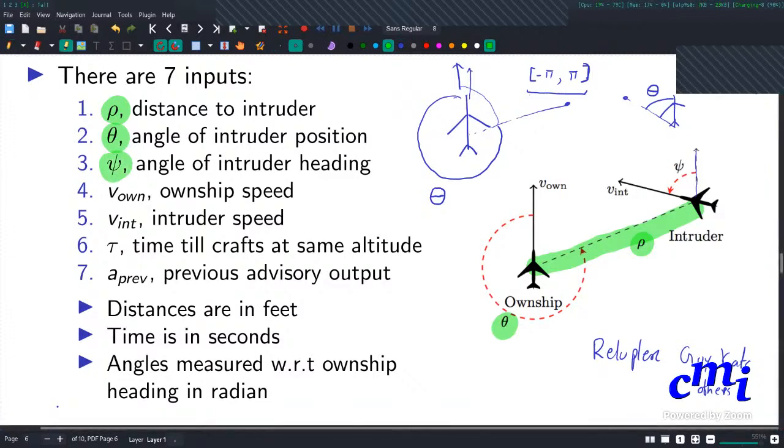And the fifth input is, or sorry, the fourth input is... Diganta, yeah. I have a question. Right. So how do you define intruder? I mean, there are... Yeah. So maybe I should have made that clear, right?